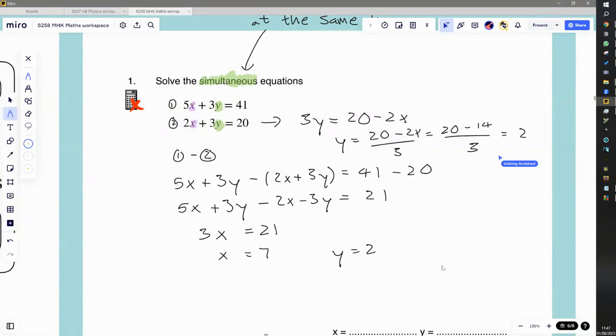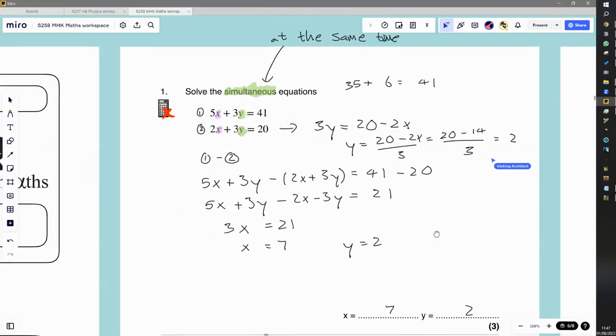We can check that by plugging into the other equation. So 5 times x, 5 times 7 is 35, plus 3 times 2, which is 6. And that does in fact equal 41. So it looks like we've got that right. So the answer is 7 for x and 2 for y.